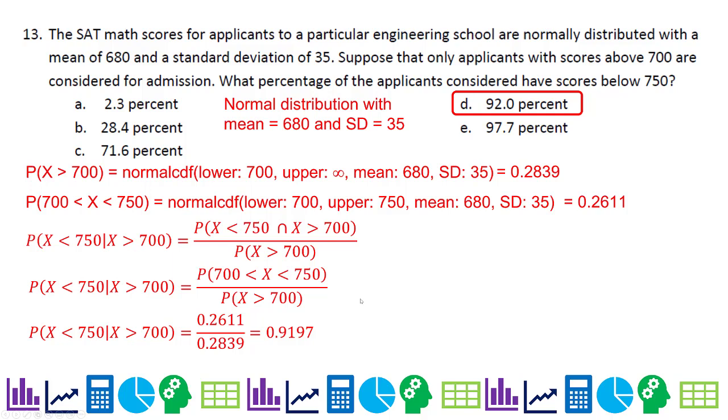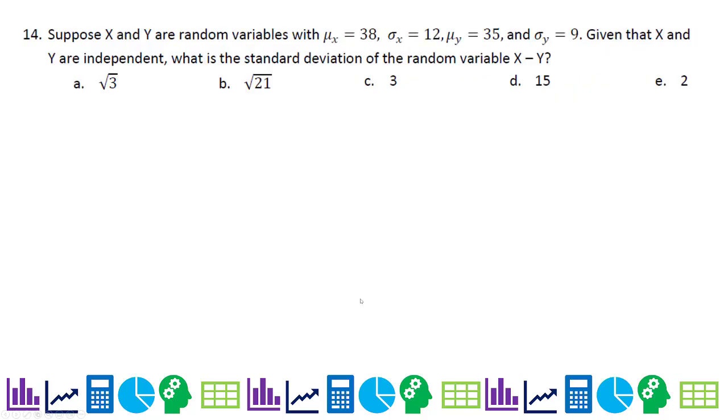Okay, number 14. Suppose x and y are random variables with the mean of x is 38, the standard deviation of x is 12, the mean of y is 35, and the standard deviation of y is 9. All right, realizing it probably helps when I have the laser pointer too. All right, so given that x and y are independent, what is the standard deviation for the random variable x minus y? So we need to know their independence so that we can go ahead and use what we know about combining variables. So combining variables, first of all, we know z is x minus y.